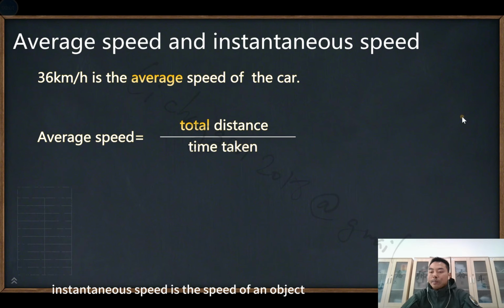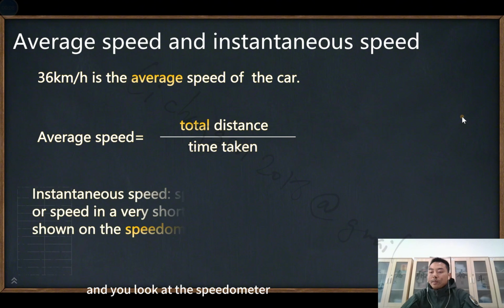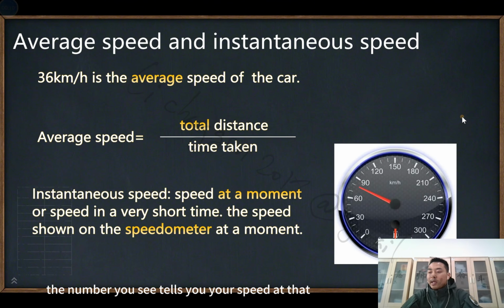Instantaneous speed is the speed of an object at a specific moment in time. Imagine you are driving the car and you look at the speedometer. The number you see tells you your speed at the exact moment. This is your instantaneous speed, the speed of an object at a single moment or over a short time. In this case, we can say the instantaneous speed at the moment is 18 kilometers per hour. It's pretty fast at that moment.